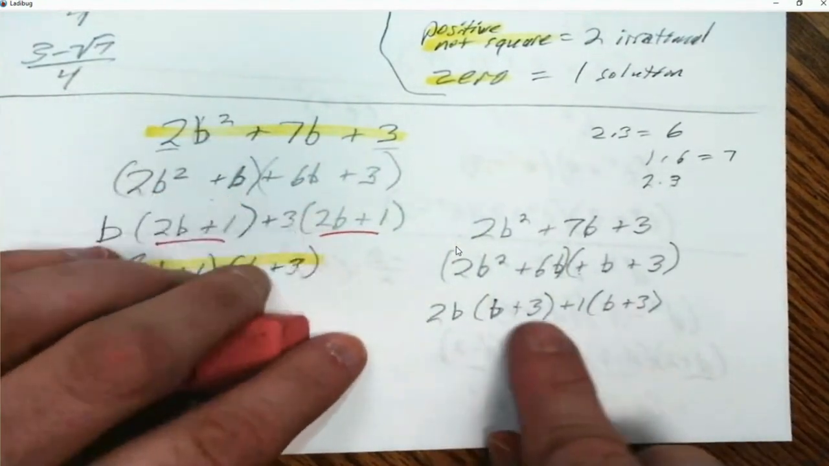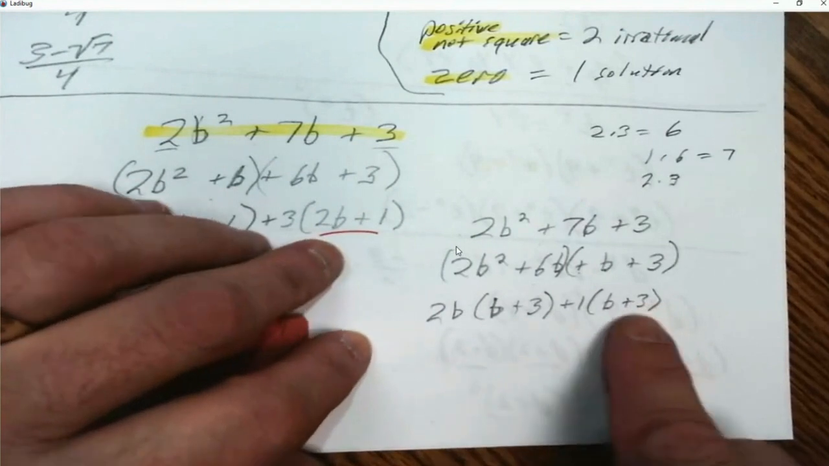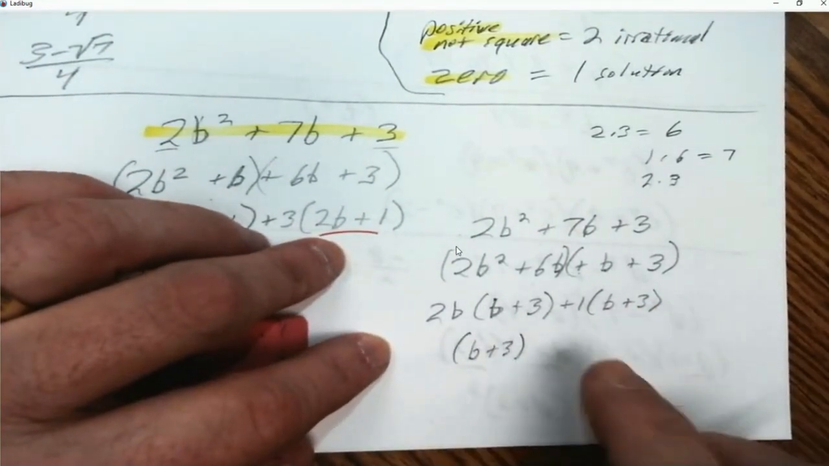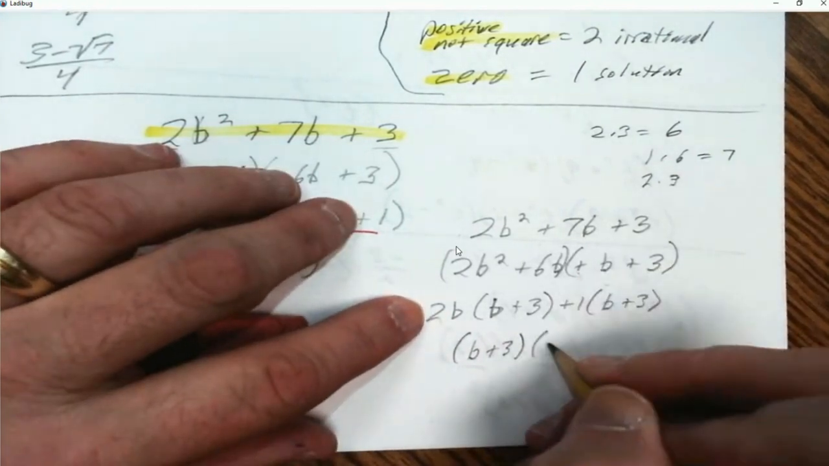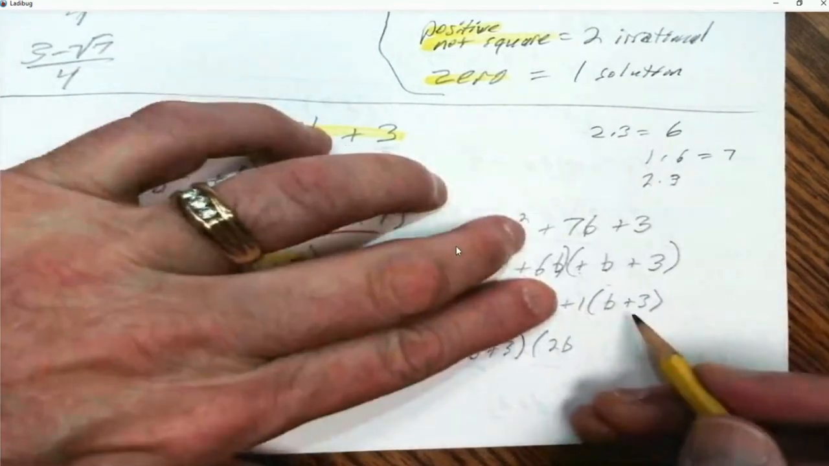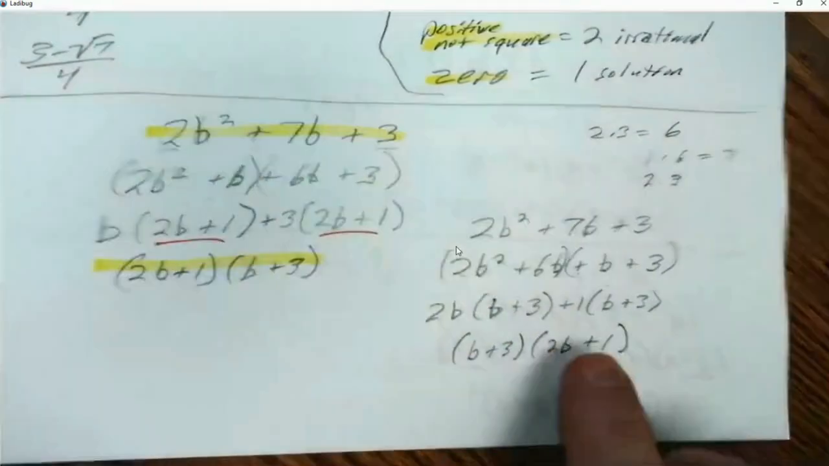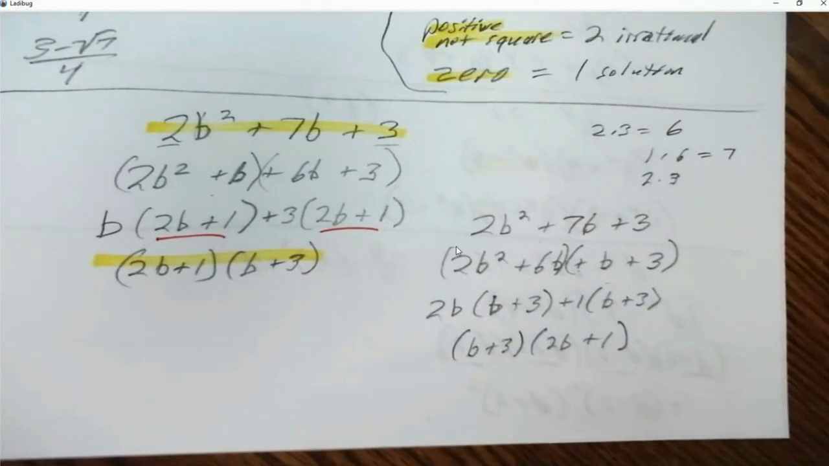I'm trying to make these the same. That's why I've just factored 1 out to leave it the same, because now I want to factor b plus 3 out of both terms. So what's left here? Just 2b. What's left here when I factor b plus 3 out? Just plus 1. And look, I got the same answer. They're just written the other way, which is fine.